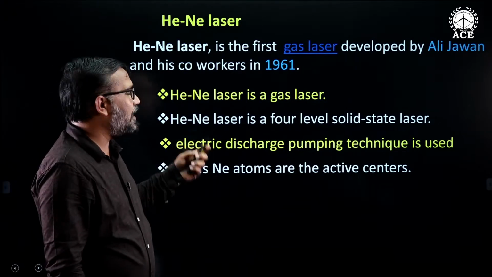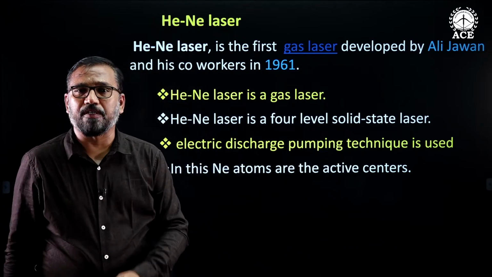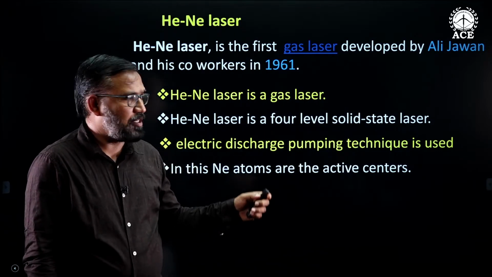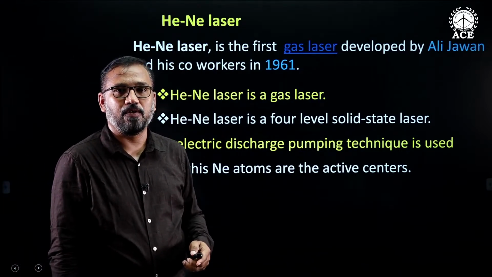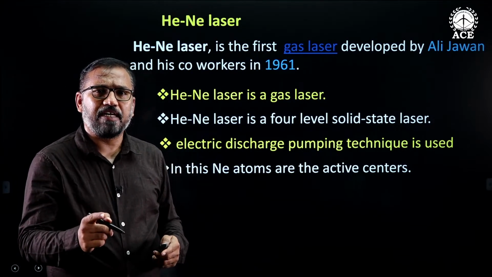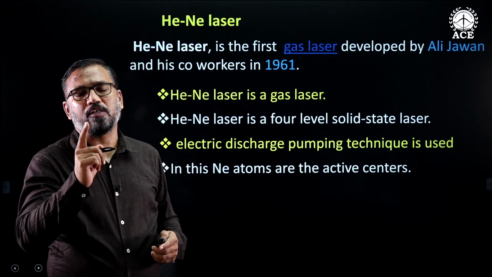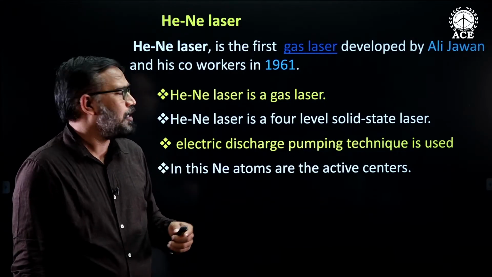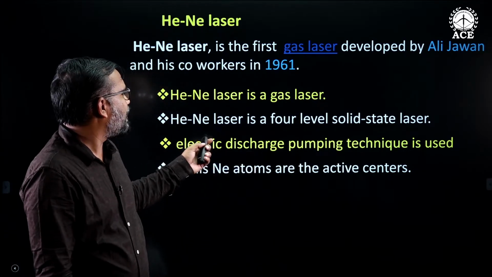Now the helium-neon laser. Ali Javan developed this in 1961. It is a gas laser, the first gas laser, demonstrated by Ali Javan in the year 1961. It is a 4-level laser. Whenever I say 4-level, you have to recall that a 4-level laser gives the output of a continuous waveform. Next, which technique are we using? Electric discharge pumping.